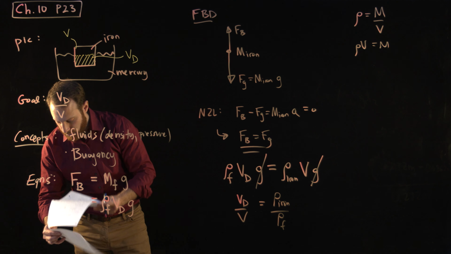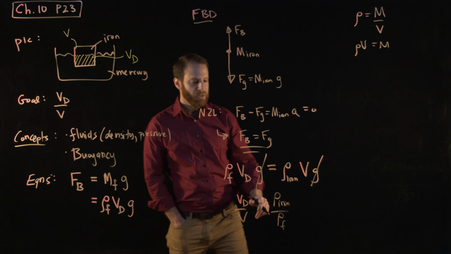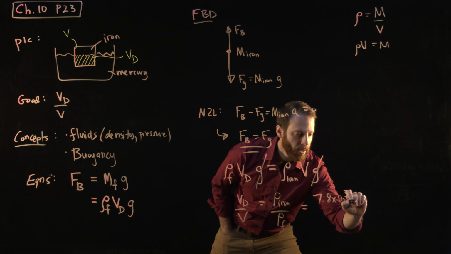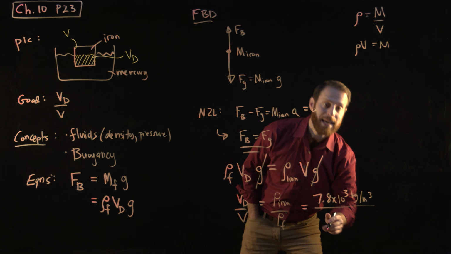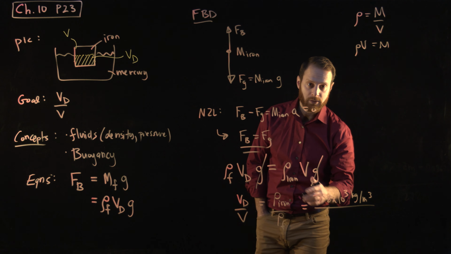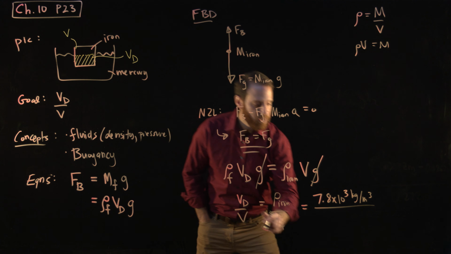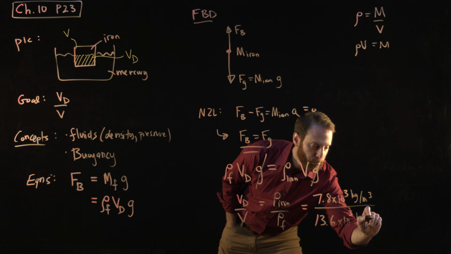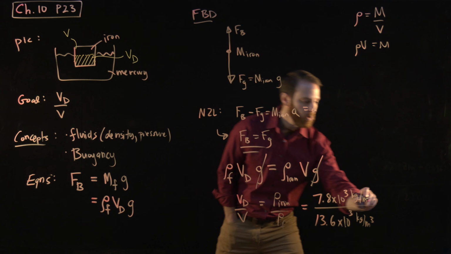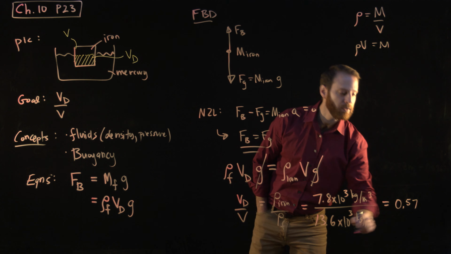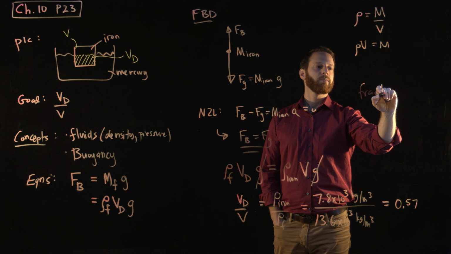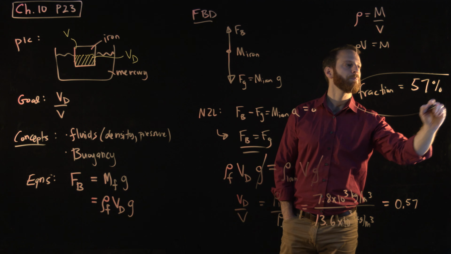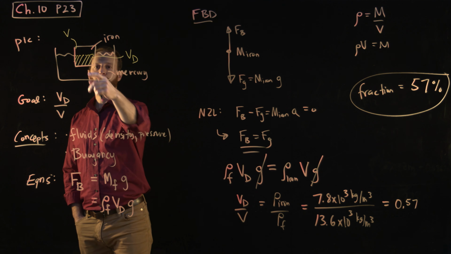In your textbook, you can look up, or on the internet, the density of iron comes in at a whopping 7.8 times 10 to the 3 kilograms per meter cubed. In other words, it's 7.8 times higher than the density of water. But mercury is even higher than that. Mercury comes in at 13.6 times 10 to the 3 kilograms per meter cubed. Therefore, this ratio comes out to be about 0.57, telling you that the fraction, I'll go ahead and write that as multiply by 100 to get your percentage, 57% of the piece of iron should be submerged.